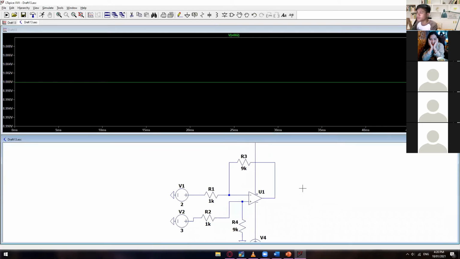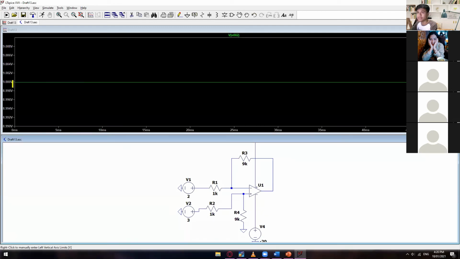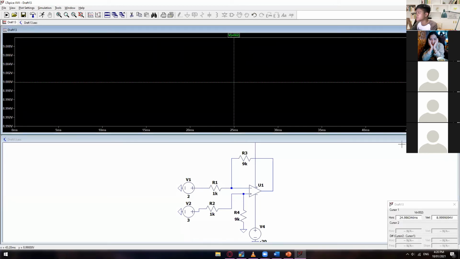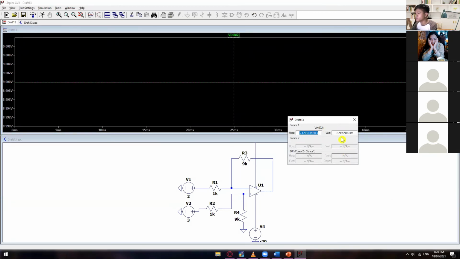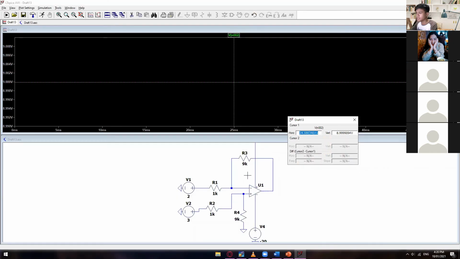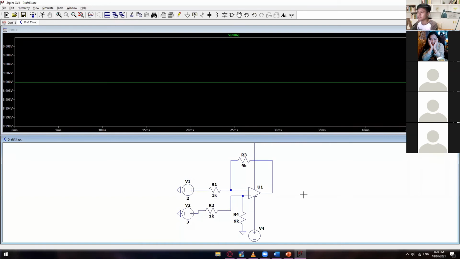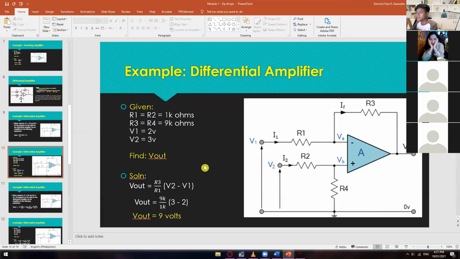So there you go. Right now I've just measured the V out, wherein our reading is 9 volts. I guess it's not really 9 volts, it's 8.999, just like last time. It's not exactly 9 volts, but at least super close to 9 volts. Our result in here is 9 volts. So as you can see, they are just the same. So you can actually test this using LTSpice. All right, so that's it for the same values for R1 and R2.